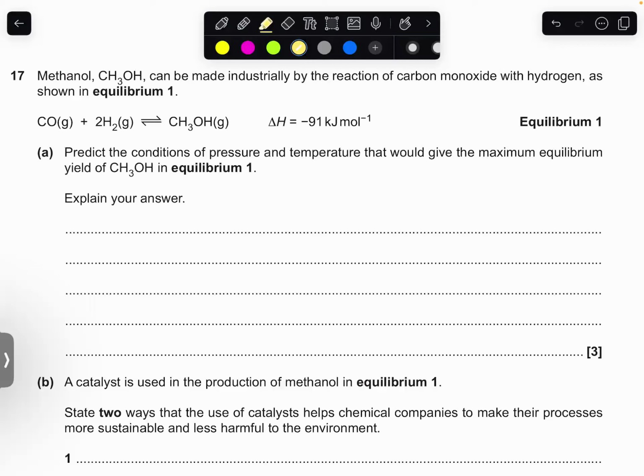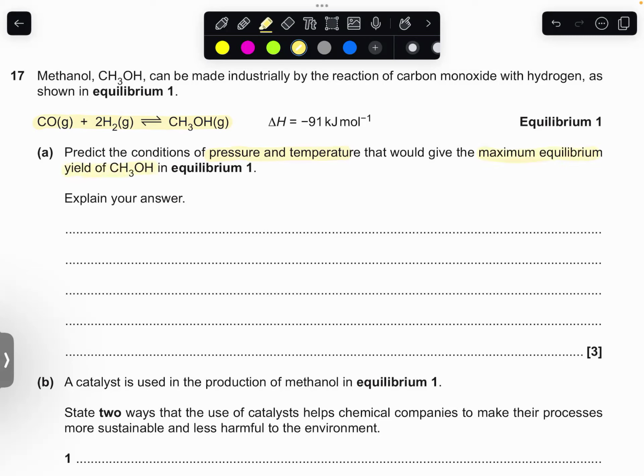We'll be looking at question 17 from the October 2020 paper. This question is asking about methanol that can be made industrially by reaction of carbon monoxide with hydrogen as shown in this equation. It's in an equilibrium setting. It says predict the conditions of the pressure and temperature that would give the maximum equilibrium yield.